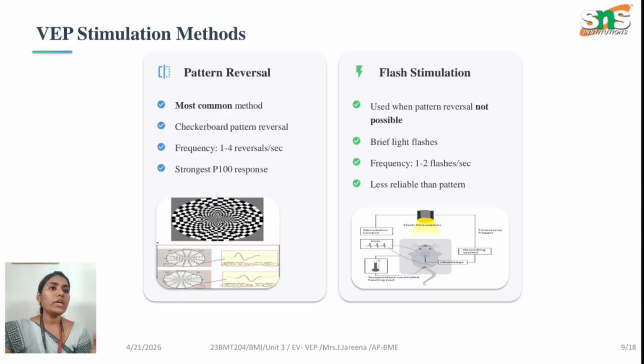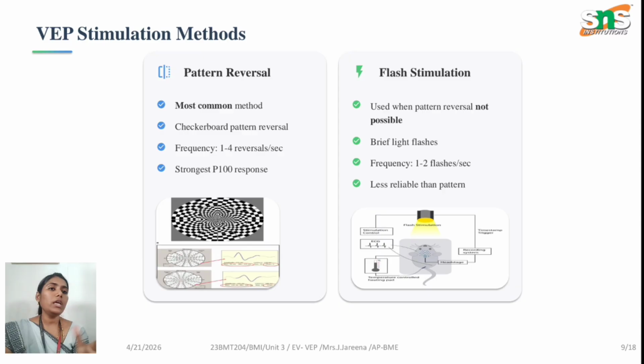The flash stimulation is different compared to the pattern reversal and pattern on and off. The reason is that when the patient's subjective response is very questionable, if it is not reliable, then we move on to the flash stimulation, because here we do not depend upon the patient's response. Immediately we can record a particular response over the brain. That is the reason we go with the flash stimulation.